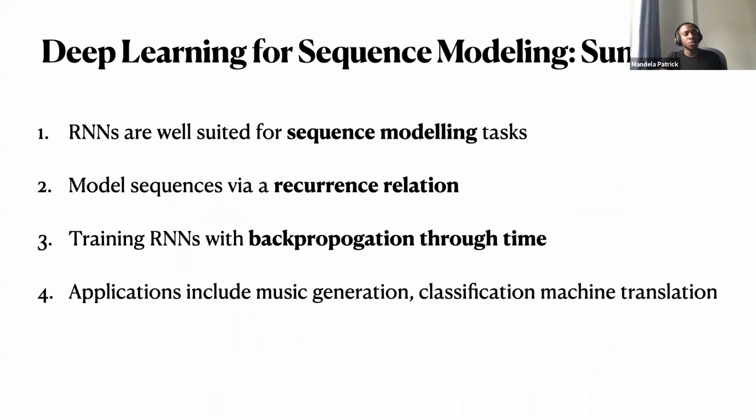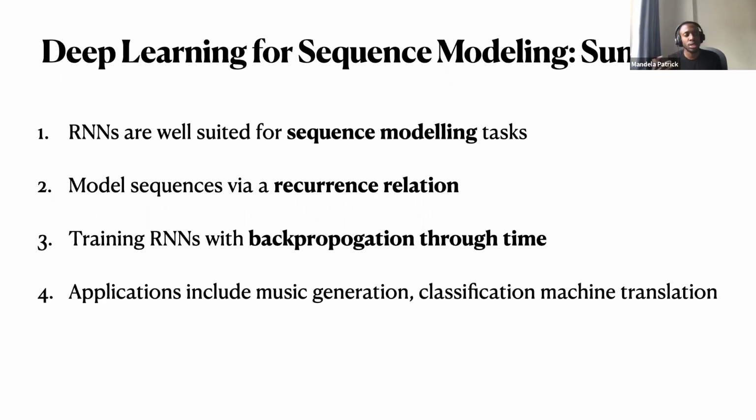So in summary, deep learning for sequences is extremely powerful. Particularly, we use recurrent neural networks because they are well suited for sequence modeling tasks. One, because it factors in order. Two, it shares parameters across different parts of the input, allowing you to capture the interdependencies of different parts of the sequence. And three, it allows you to model extremely varying length sequences over time.